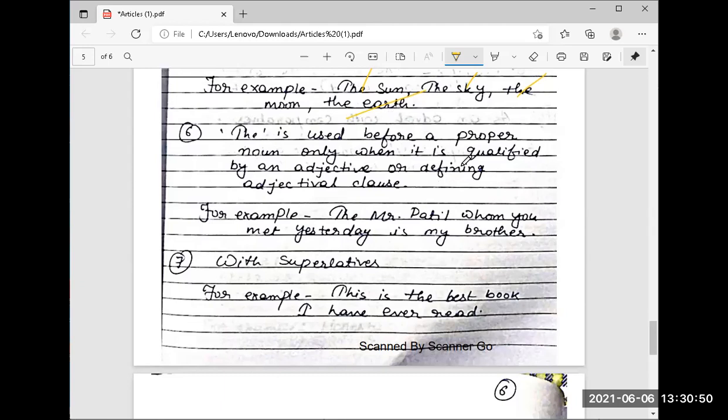The is used before a proper noun only when it is qualified by an adjective or a defining adjectival clause. Now you tell me, what is this adjectival clause? I will come one by one to each of the grammatical terms. What is this adjectival clause? What is the meaning? I have told you something, okay?